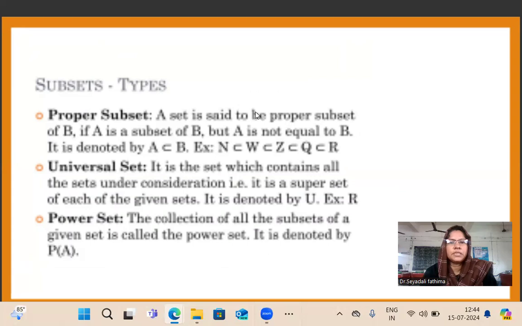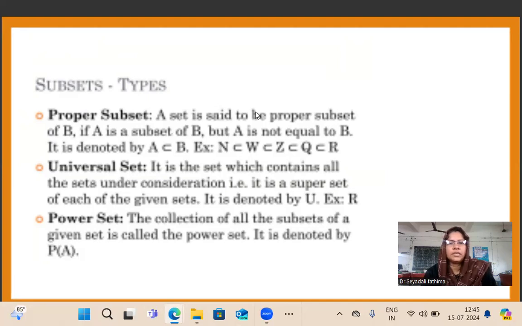In proper subset, a set A is said to be a proper subset of B if A is a subset of B, but A is not equal to B. It is denoted by A ⊂ B. For example, the natural numbers N contain the whole numbers, the whole numbers contain Z, the set of integers, Z contains Q, and Q contains the real numbers.